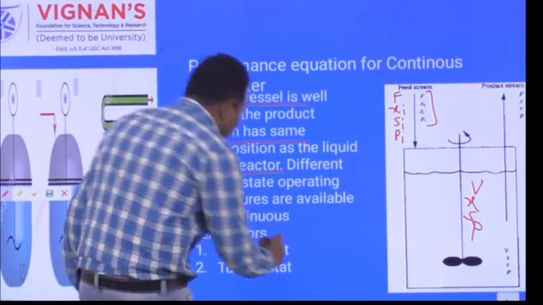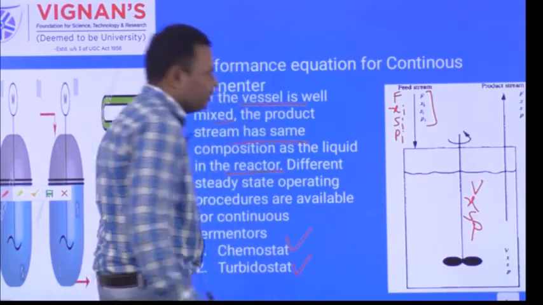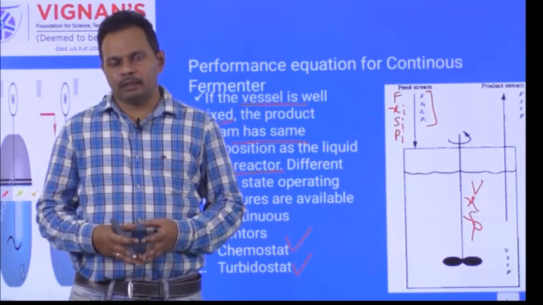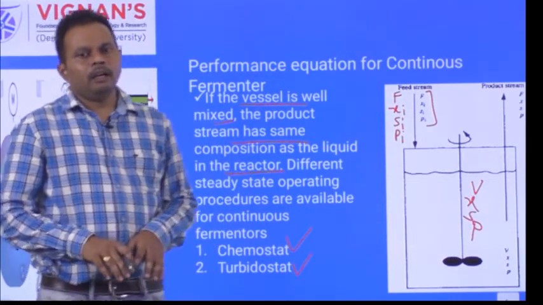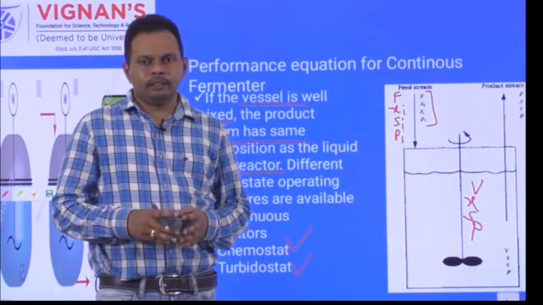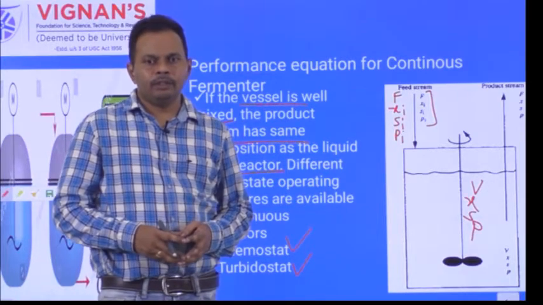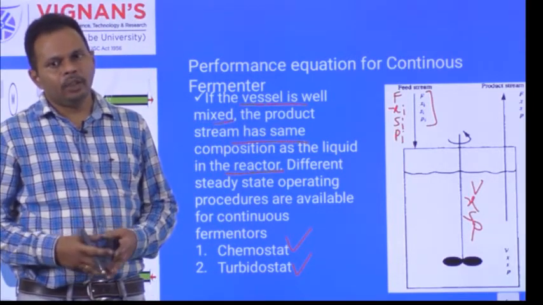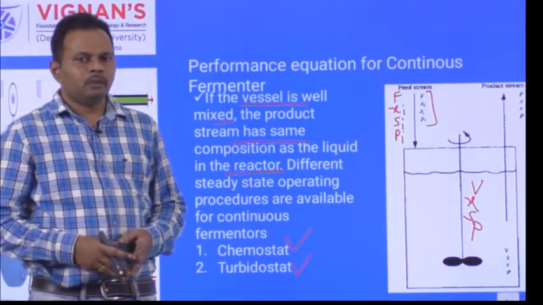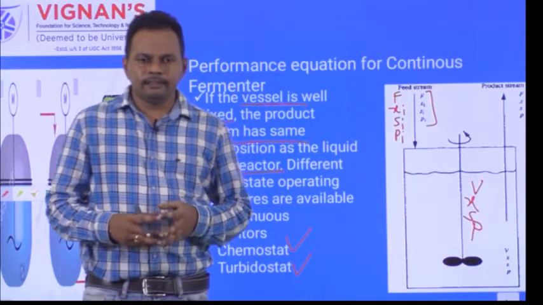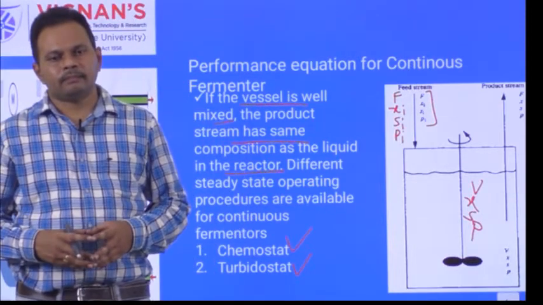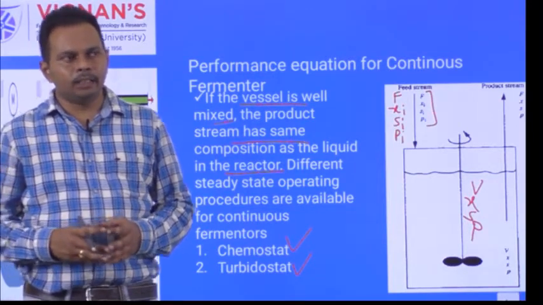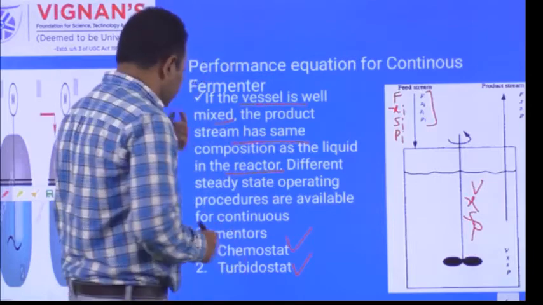We can operate this continuous fermenter in two modes: the chemostat mode and the turbidostat mode. In chemostat mode, by adjusting the inlet and outlet dilution rates, or volumetric flow rates, we maintain the steady state concentration of the cells, the steady state concentration of the substrate, and the steady state concentration of the product. What is the meaning of steady state concentrations? These concentrations do not vary with respect to time. By adjusting the inlet and outlet volumetric flow rates, we maintain the steady state in the chemostat.